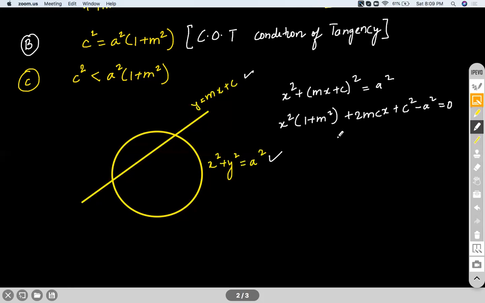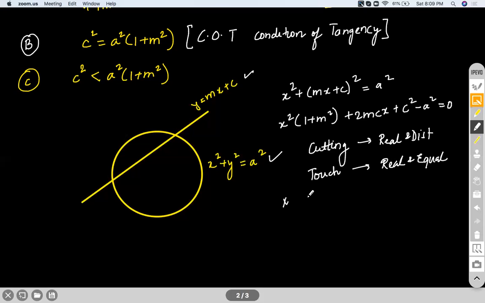Now this quadratic, if at all this line is cutting the circle, then this quadratic must have real and distinct roots. If it is touching the circle, it must have real and equal roots. And if it is not even touching, then it has non-real roots. So let's say I want to find out the condition for touching.